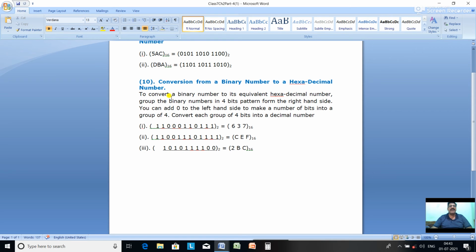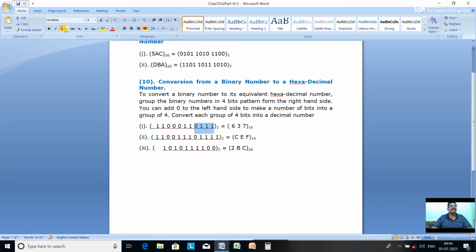Last conversion of this chapter is conversion from a binary number to a hexadecimal number. To convert a binary number to its equivalent hexadecimal number, what we'll do? Just make the pattern of 4 bits from the right hand side. So to convert a binary number to equivalent hexadecimal, group the binary numbers in how many bits? 4 bits. From which side? Right hand side. And you can add 0 to the left hand side to make the number of bits into groups of 4. If the leftmost digits are not 4 bit, then you can make it 4 bit by putting 0.